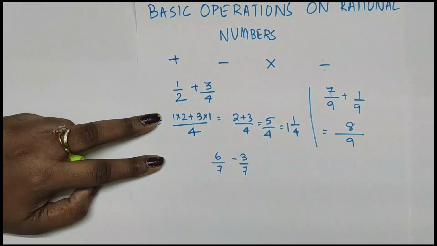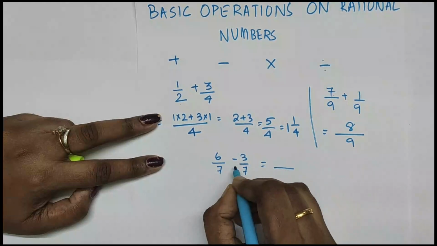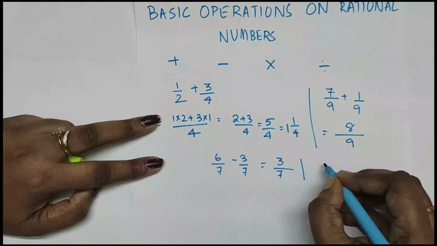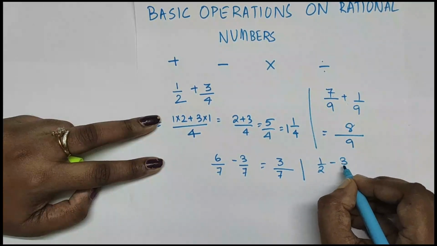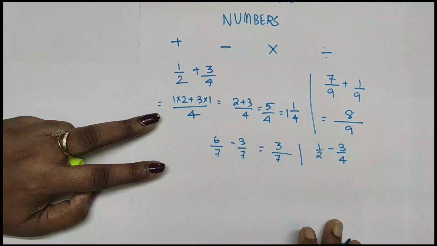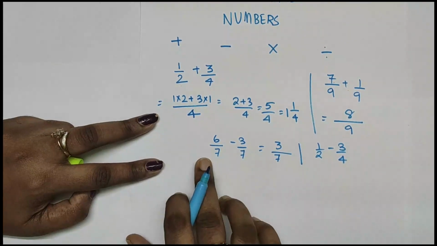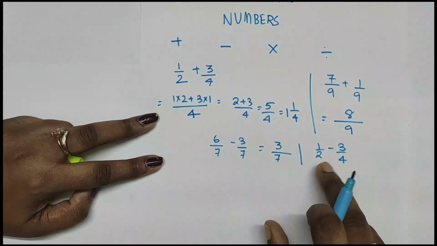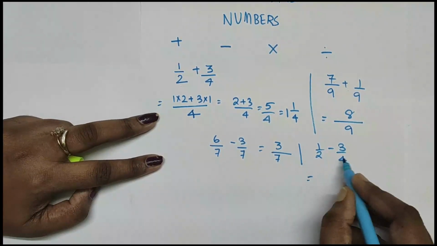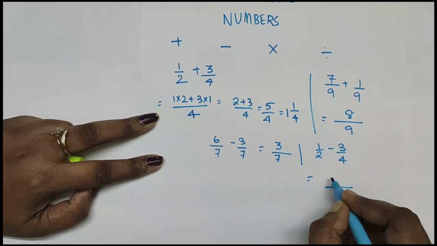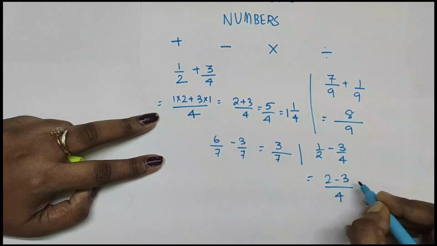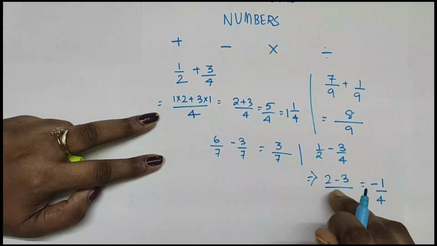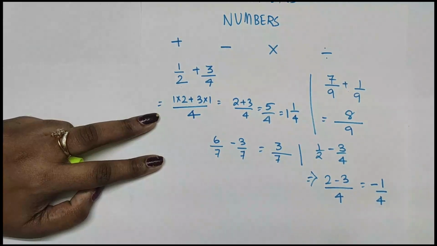Then suppose there is a question of subtracting. Again, when the denominators are the same, you can directly subtract the numerators. 6 minus 3 is 3 by 7. Here the denominators were the same, so we subtracted the numerators and got the answer. But here the denominators are not the same, so again you have to take out the LCM. That's 4. So this will become 2 into 2 minus 3, that is minus 1 by 4. As you already know about integers, 2 minus 3 will give you minus 1 by 4.